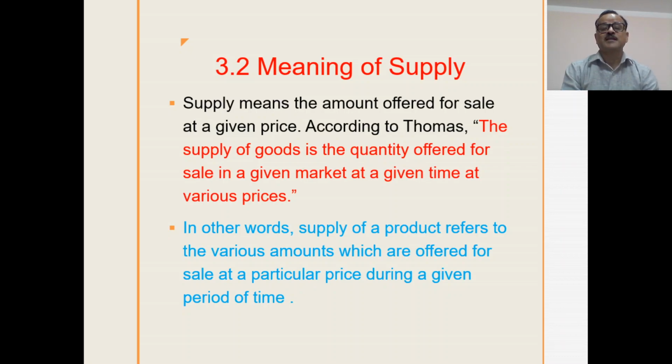So, in order to define supply correctly, we must include the product which is offered for sale at the particular price. Product must be included, price must be included, time must be included, and quantity is obviously there. So these words must be included to define supply correctly or accurately.